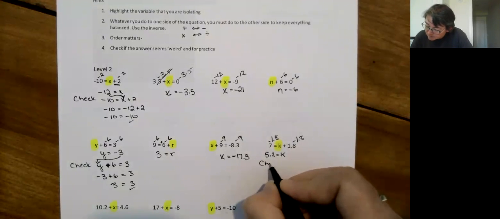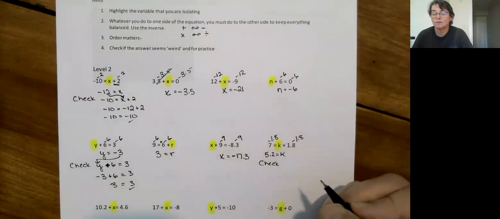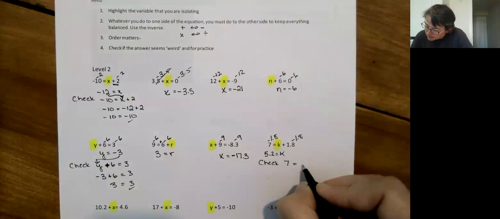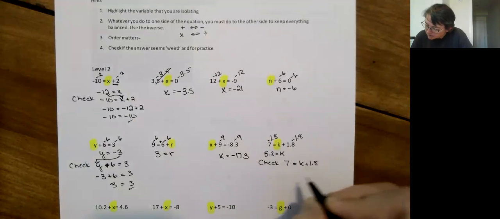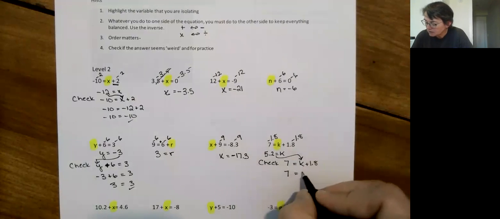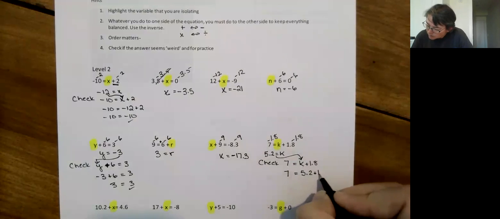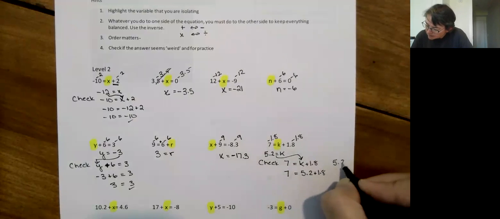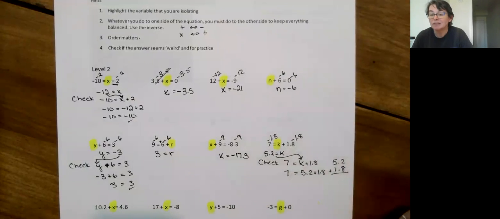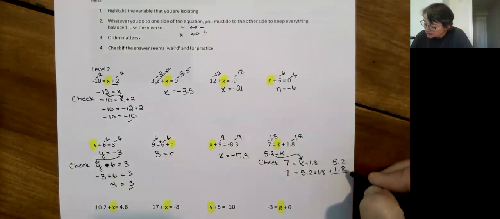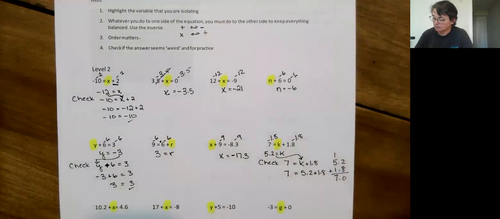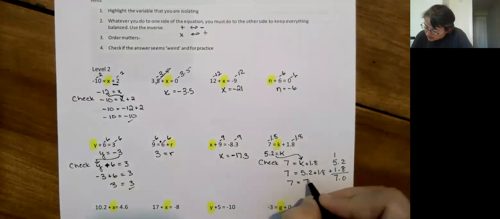Let's do a check. That's what I mean. It's for practice or when you're not 100% sure that your answer is right. So 7 is equal to K plus 1.8. I take the number and I put it in there. 7 is equal to 5.2 plus 1.8. Completely old school, folks. 8 and 2 and 8 is 0. Carry the 1. That gives me 7.0. So we're golden. So 7 is equal to 7. Check.